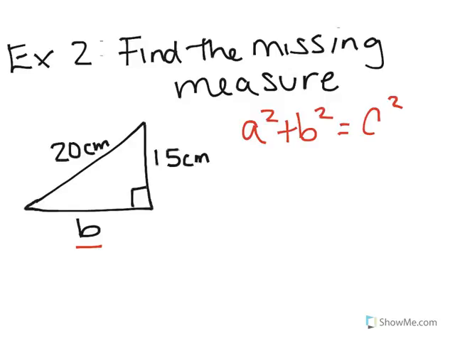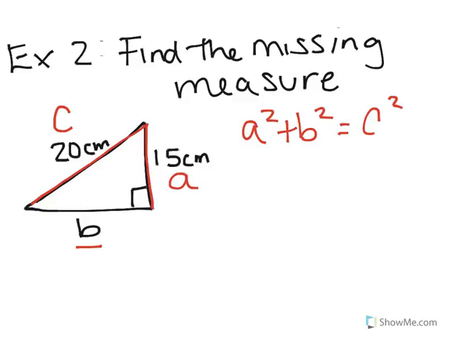So I already know what b is, and I know that this side has to be a leg because it forms my right angle, and it's my shorter side. So I'm going to say this has to be a. And my longest side, the side opposite the right angle, is my hypotenuse, so that has to be c. C is always the hypotenuse, and a and b are your legs.